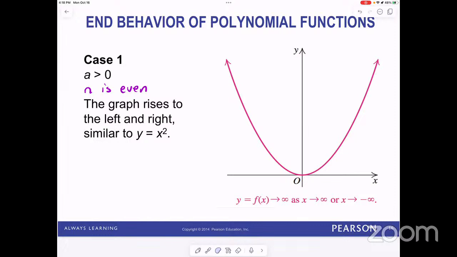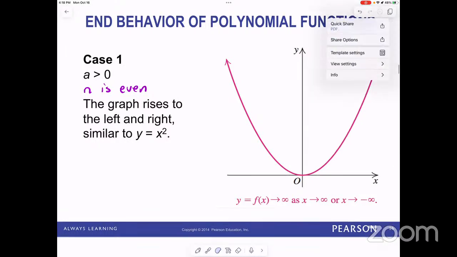In the next case, our leading coefficient is going to be negative, and our n is even. So if our leading coefficient is negative, then that means what? Our graph falls to the right. Even means the exact same, so it's also going to fall to the left. We see it here.